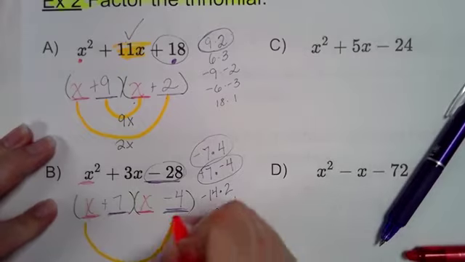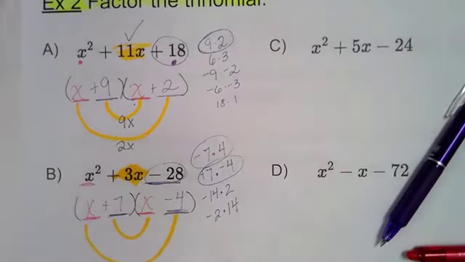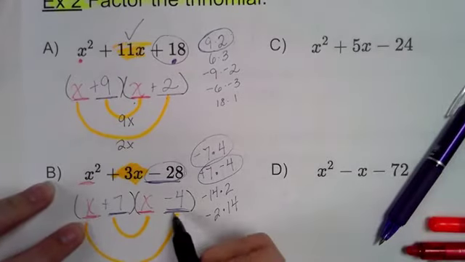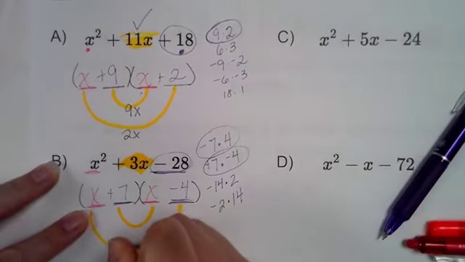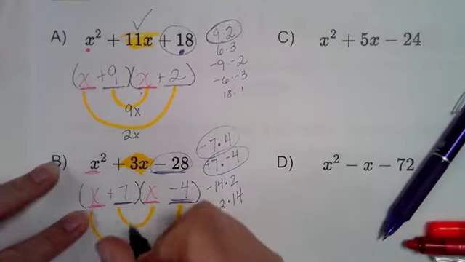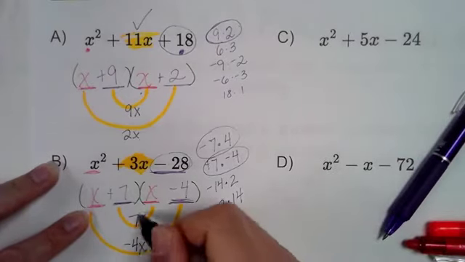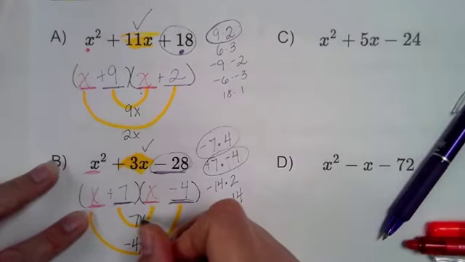Check the rainbow. That's the best thing to do. Check the rainbow for the middle term. So let's see. We have x times negative 4 is negative 4x. 7 times x is 7x. And when you add those together, what do you get? Positive 3x. The positives win here.